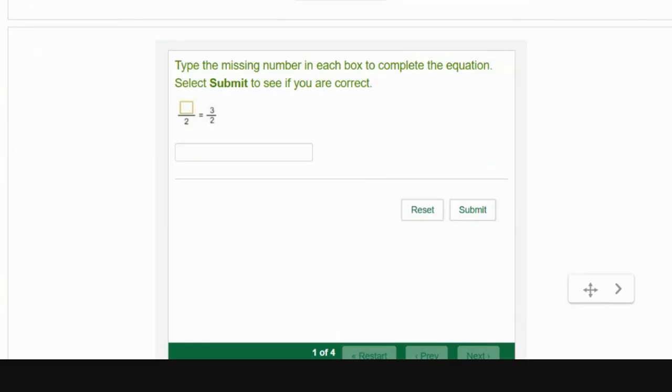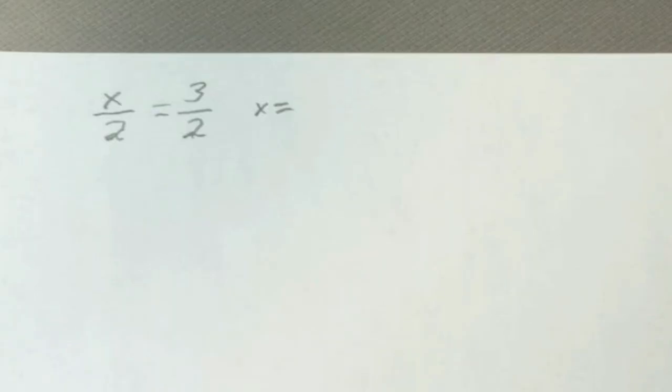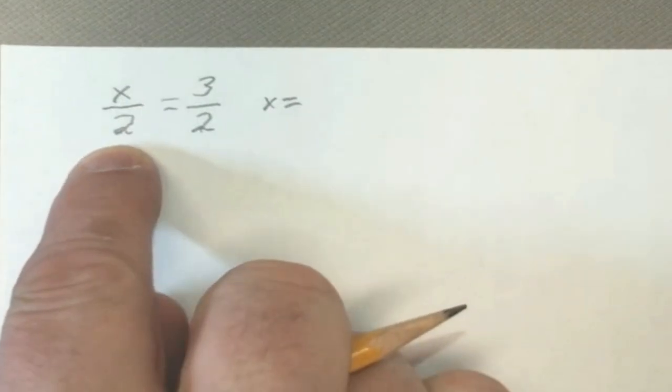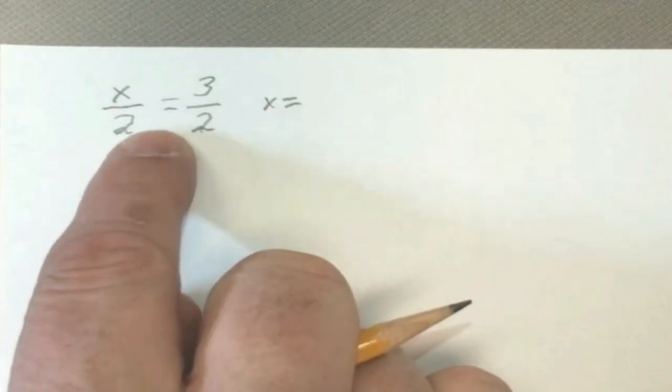So I'm going to switch over to my screen here. All right, you see on the screen a very, very basic equation because we have an x in a fraction here, in a polynomial. x over 2 equals 3 over 2.